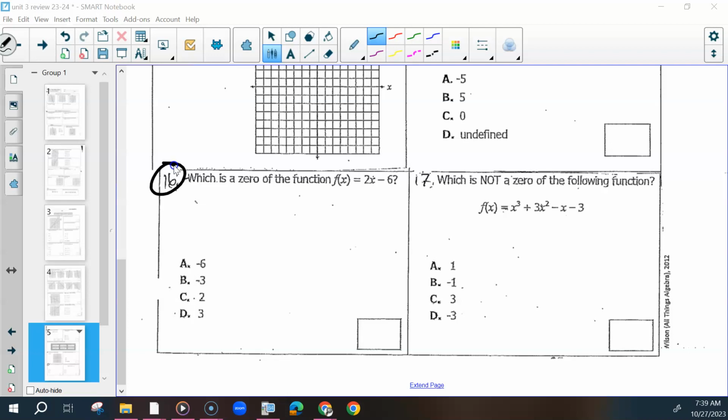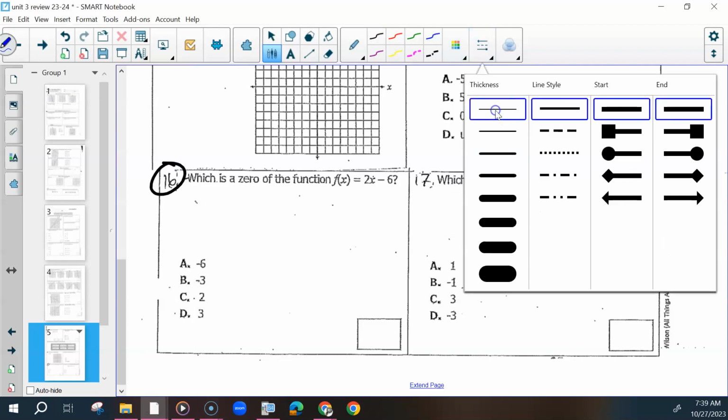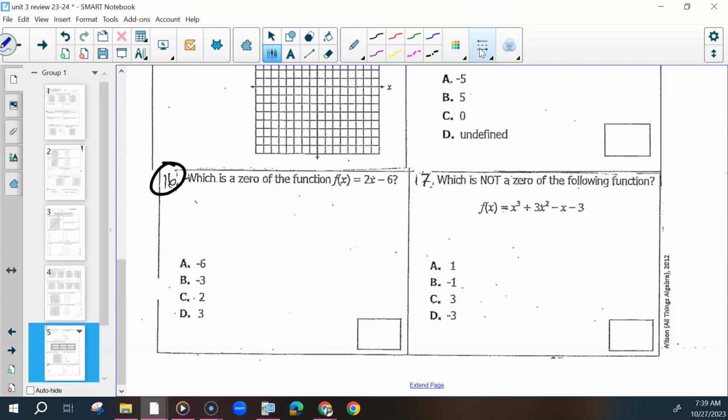This one you could do one of two ways. You could graph this, or you could do the work. So I'm going to show the work, and if we want to see that on a calculator, I'll do that one as well.